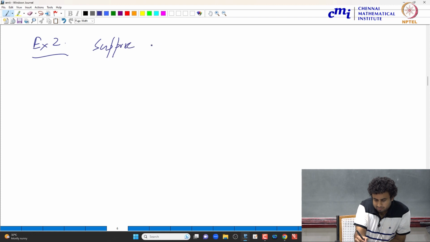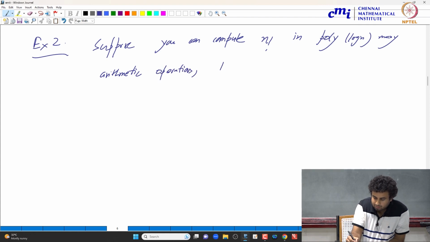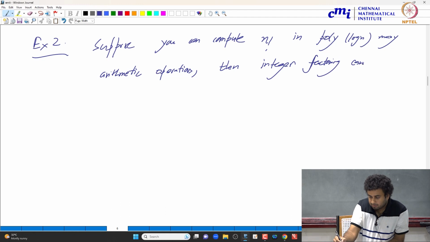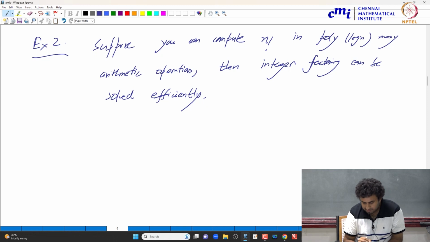suppose you can compute n factorial in polylog n many operations. Then integer factoring can be solved efficiently. So you can think about this. I think with your knowledge you would be able to solve this exercise.